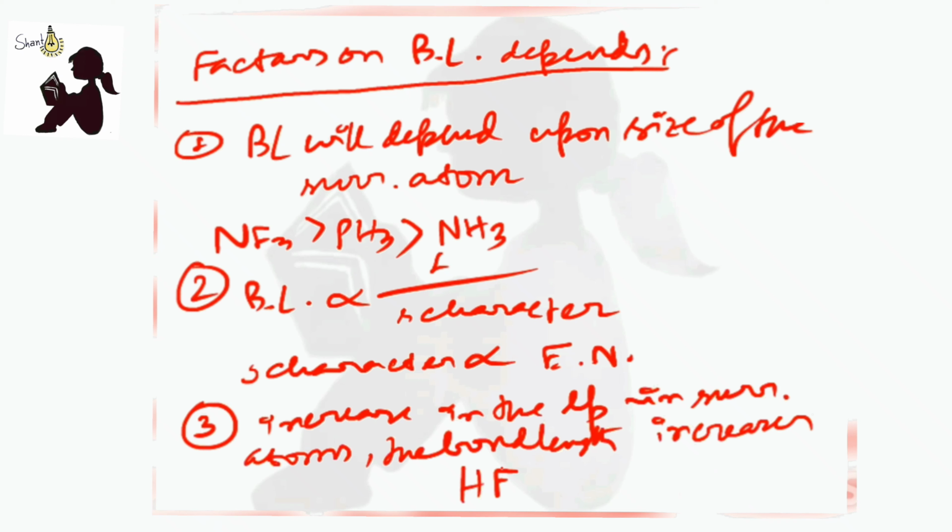So they ask you a question in NEET that which one of them is correct, that why the bond length of HF is more than expected. So there will be an option that with the increase in the lone pair in the surrounding atom, the bond length increases. So you'll mark it and then it's done. So here bond length is done.